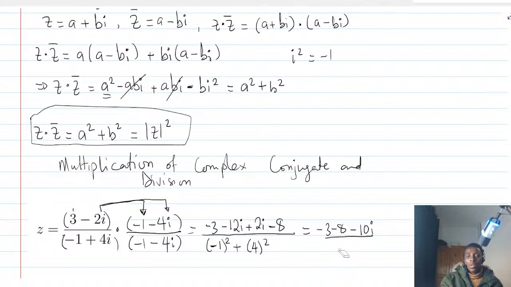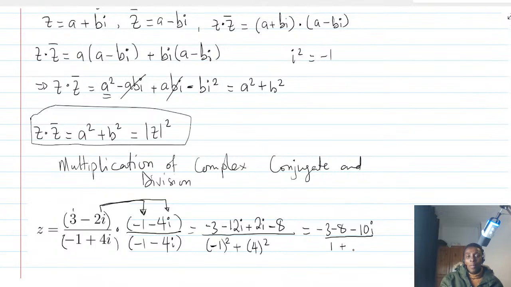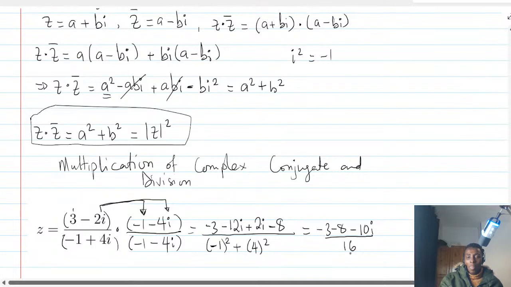Oh, sorry. So it's going to be 1 plus 4 squared. And what is 4 squared? So that is 16. Yeah, so 17. One plus 16 giving us 17. All right.